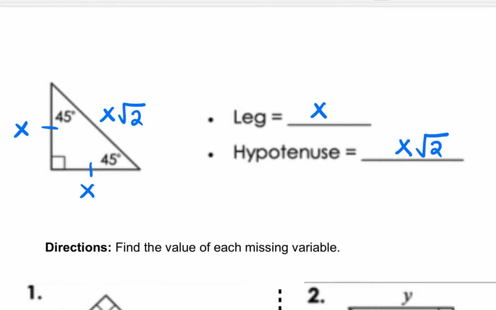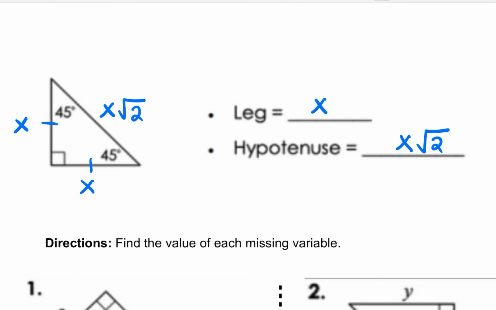By the way, what makes a 45-45-90-degree right triangle a special right triangle? It is because the ratio, if you have noticed, is equal to 1 is to 1 is to square root of 2. So notice that we have here an x, and you've got an x, which is the coefficient of the x square root of 2. So that makes this type of triangle special.